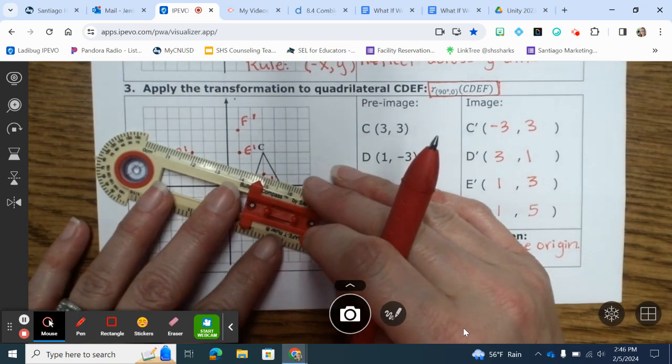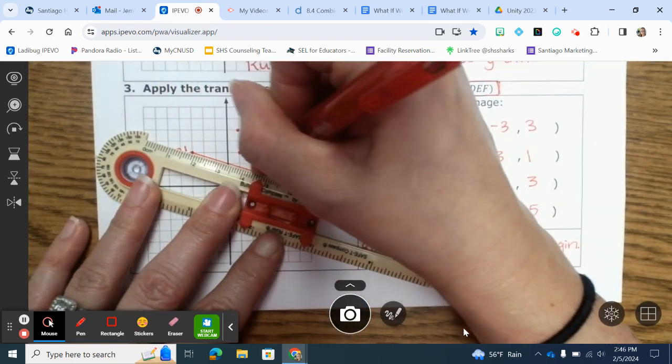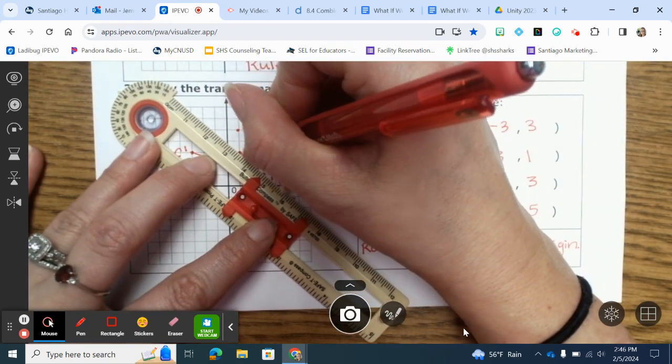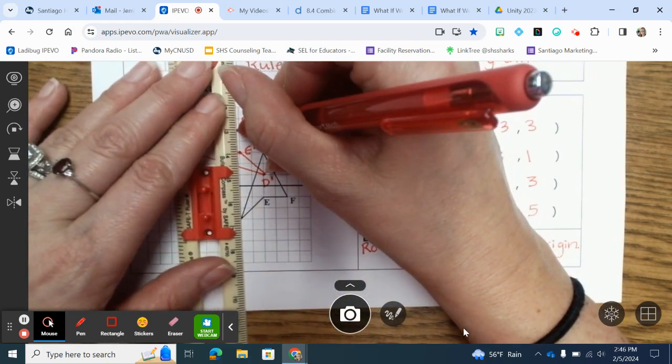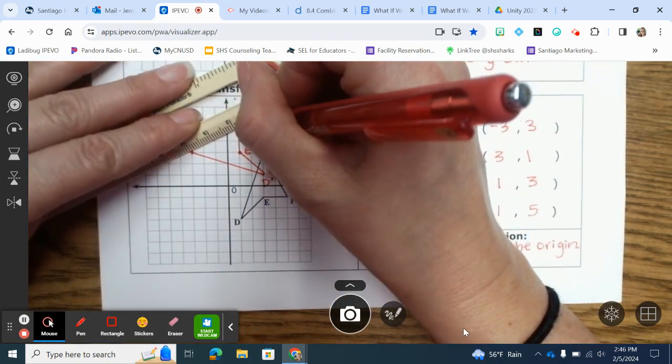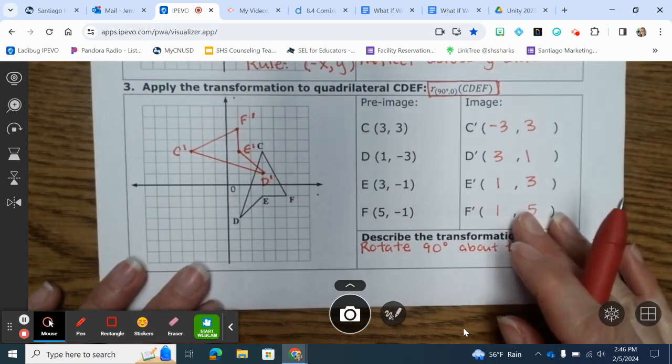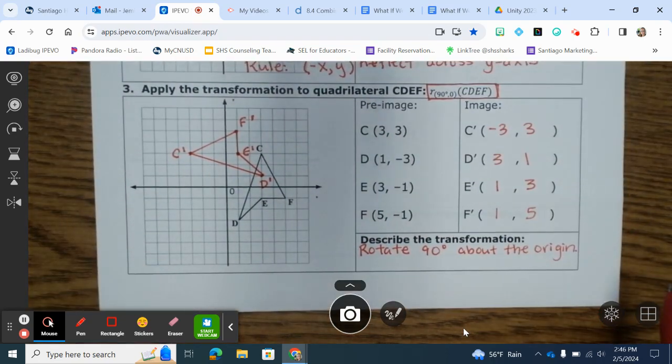Recreate this image, connect C prime to D prime, D prime to E prime, E prime to F prime, and F prime back to C prime. And now I have a rotation of 90 degrees in a counterclockwise direction.